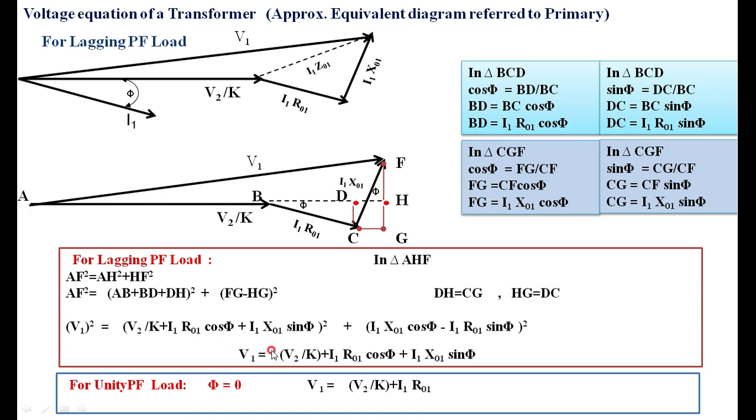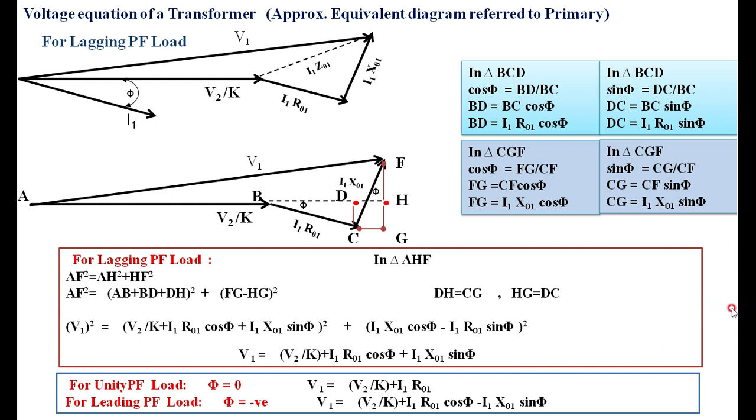Okay. Then for unity power factor, in this equation, if you put phi equal to 0, then cos 0 becomes 1 and sin 0 is 0. Therefore, what you are getting is V2 by K plus I1 R1. For the leading power factor, put phi as negative. Here cos of minus phi is cos phi only, therefore you get I1 R1 cos phi. But sin of minus phi is minus sin phi, therefore it is minus I1 X1 sin phi. This is how we derive the equation for the voltage V1 in terms of V2 by K.